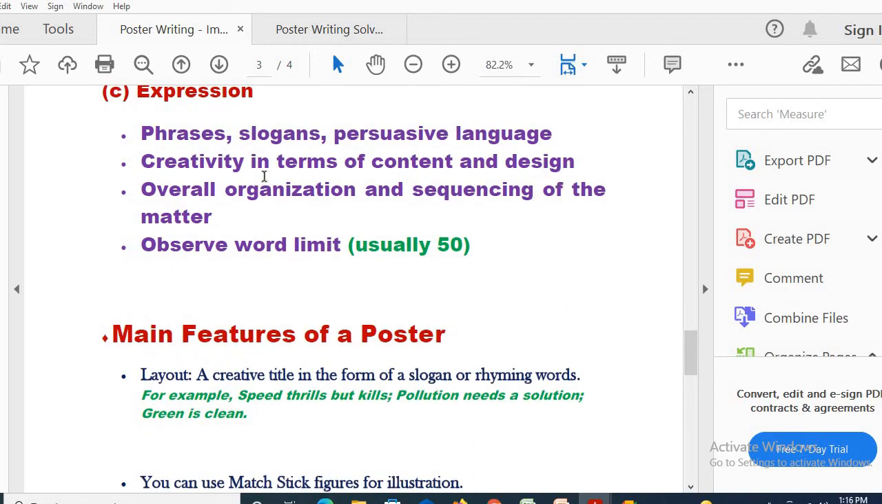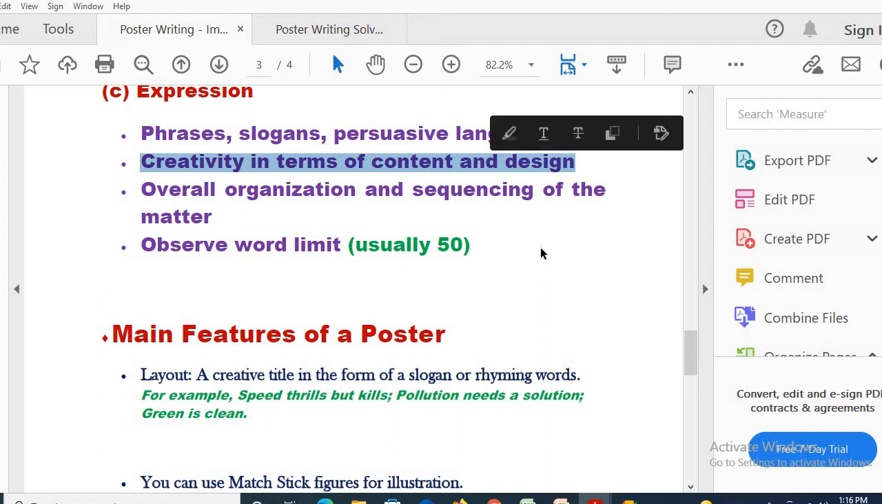Expression. Now in the expression part, I told you slogans and phrases are a must. Creativity should be there in terms of content and design. Illustration, if you can draw sketches, that's a bonus. Creativity in terms of content and design must be there. Without creativity, a poster is not a poster after all. So creativity and designs are a must.